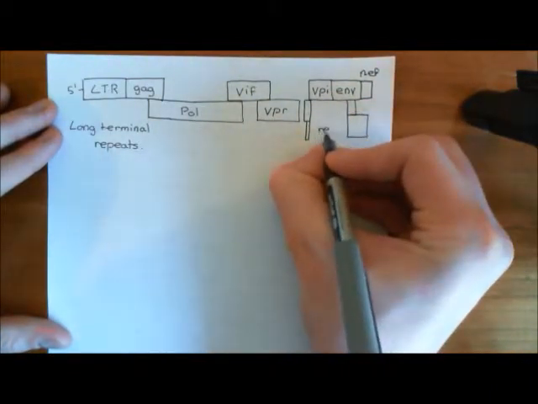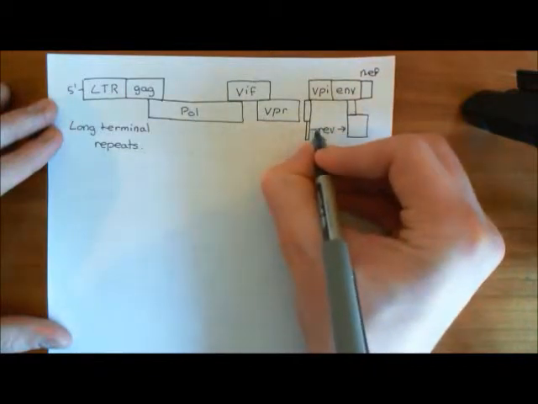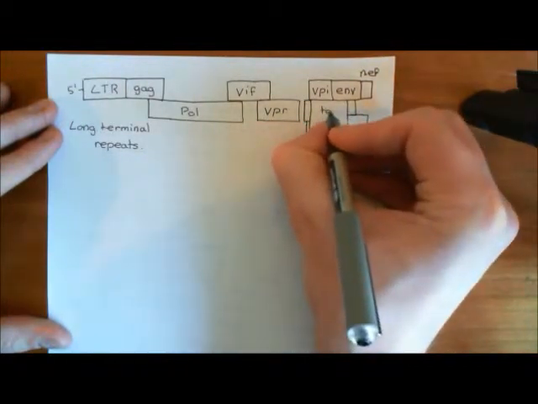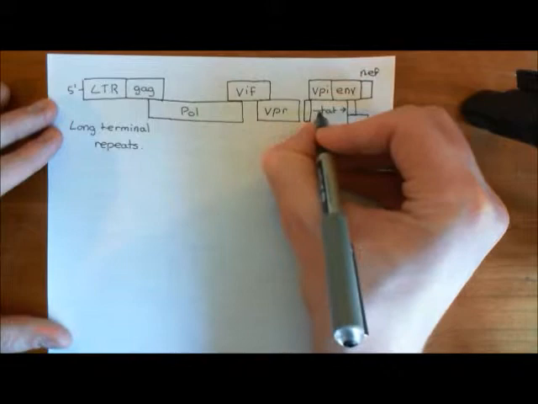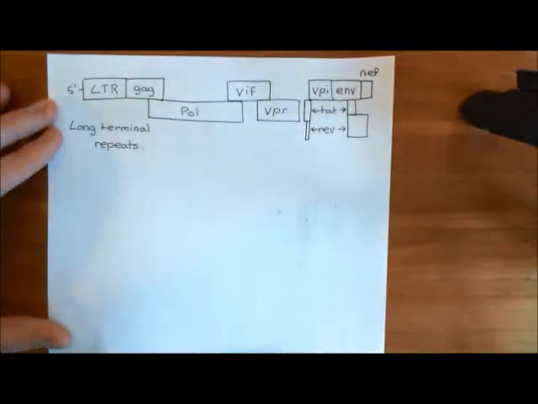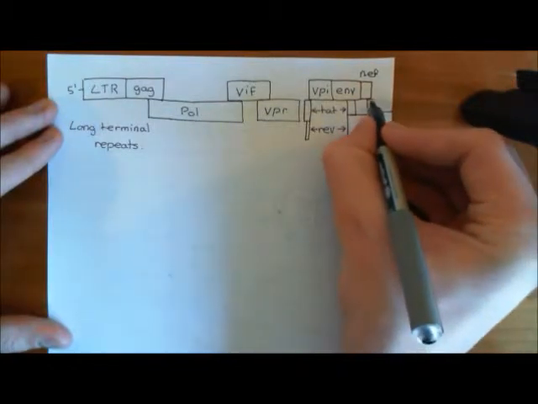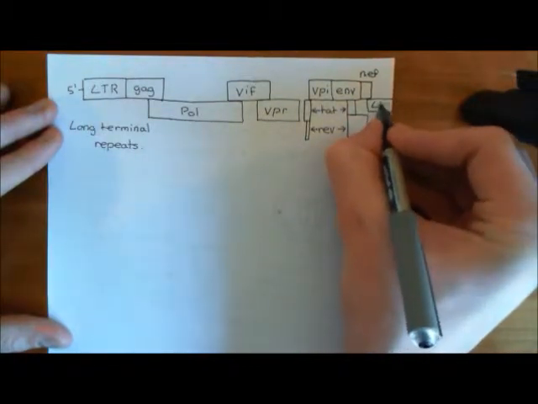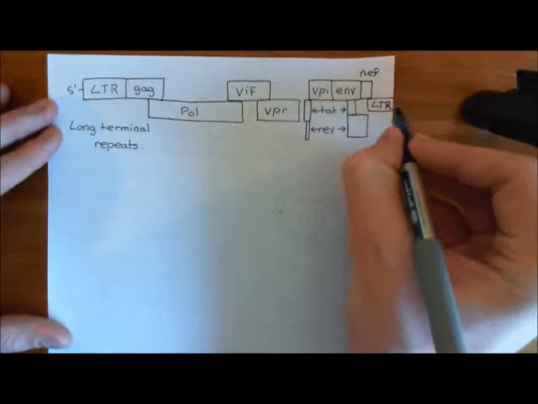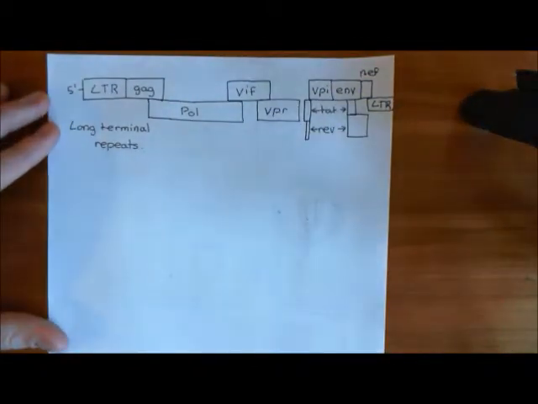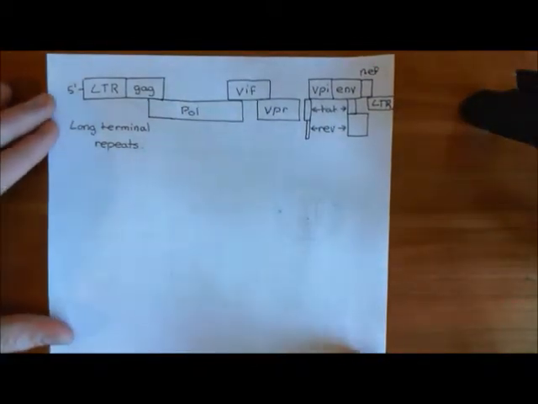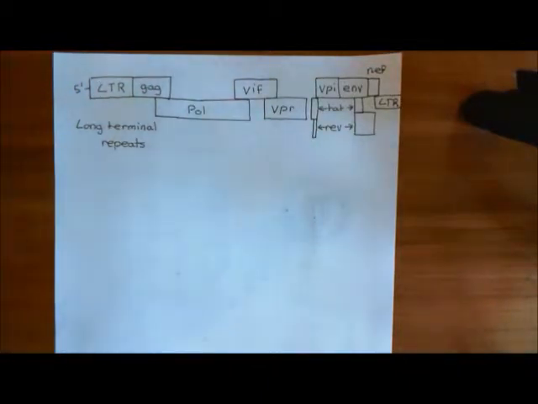Okay, so these are REV genes here, and these are TAT genes here, 1, 2. Okay, and we're not going to touch on what these actually do. And then finally you have another long terminal repeat region right at the end, and it overlaps with the NEF gene. And then we'll have the 3' end over here. Okay, so that's the structure of the genome of HIV.